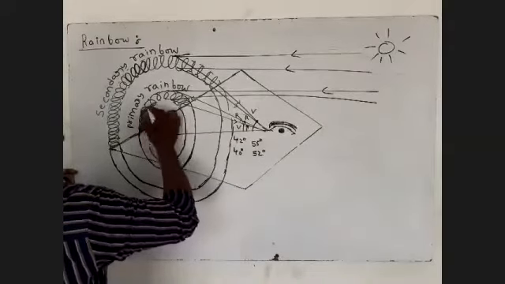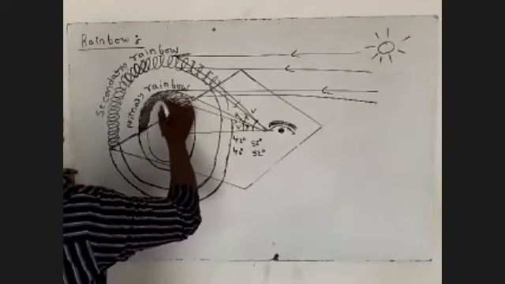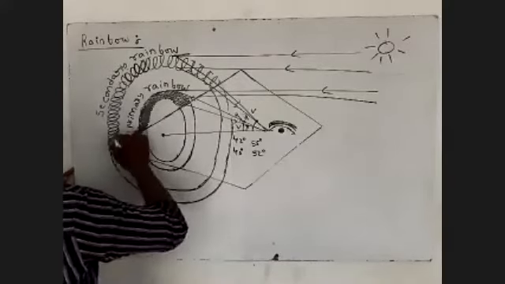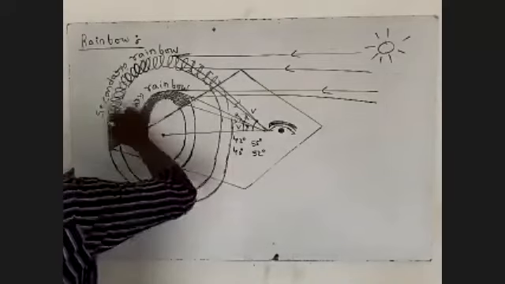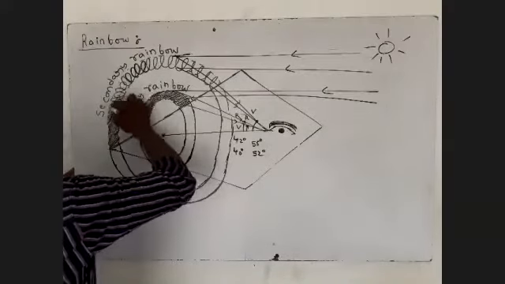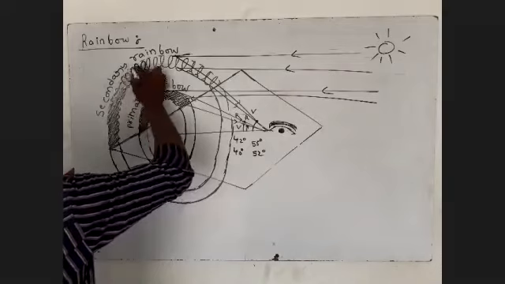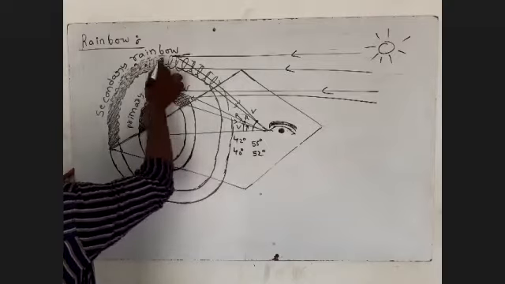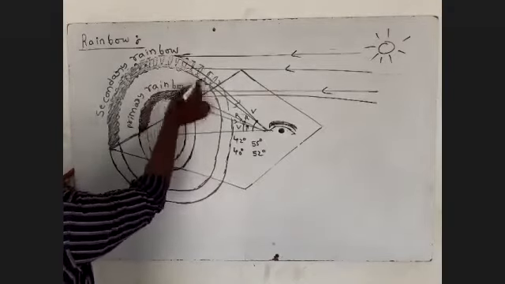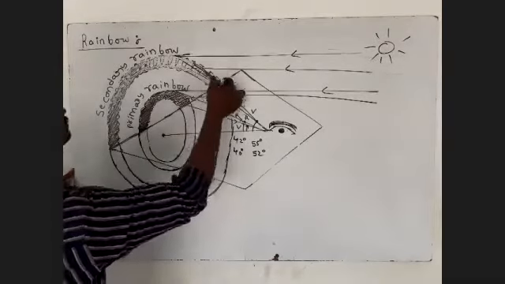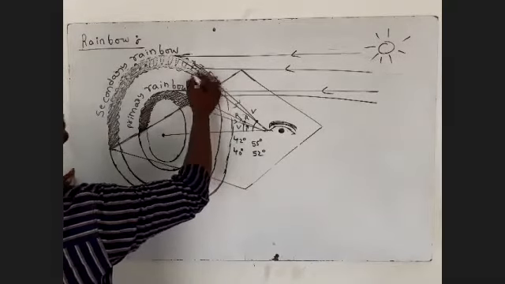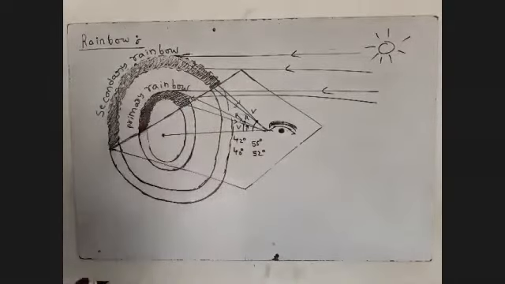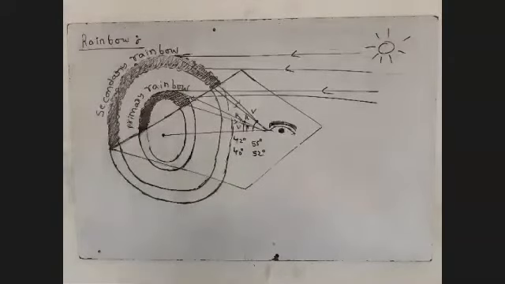You are seeing this is a primary rainbow. So here also you are seeing a rainbow. We are seeing two rainbows, and this is a secondary rainbow. Practically, you are seeing this one.